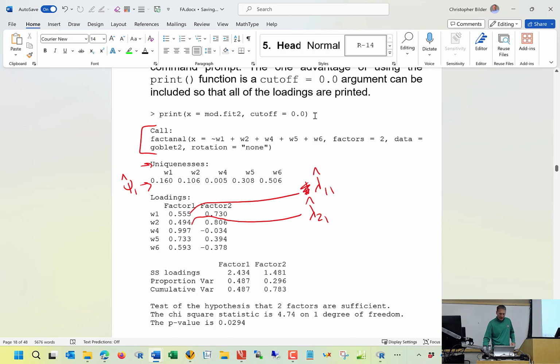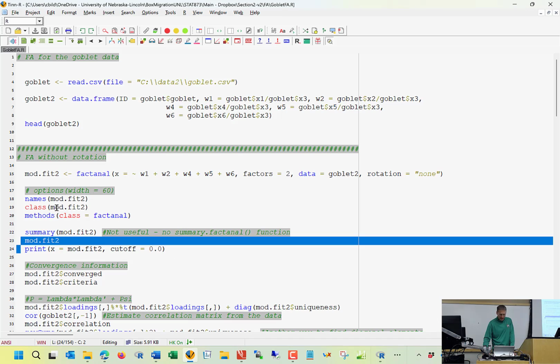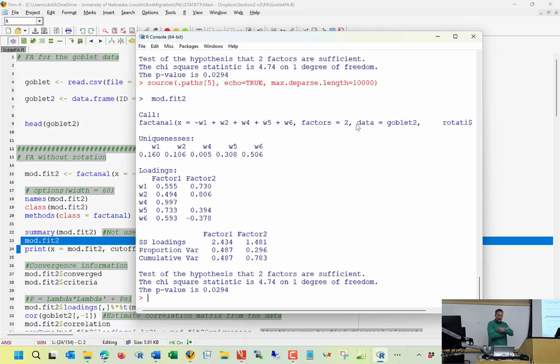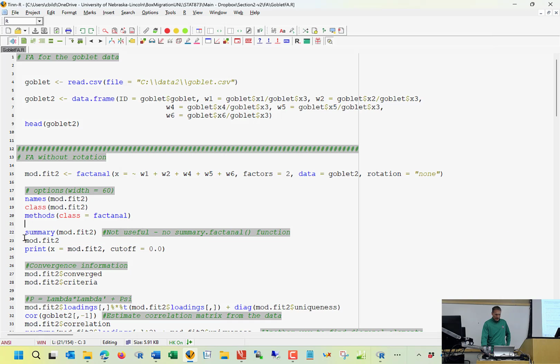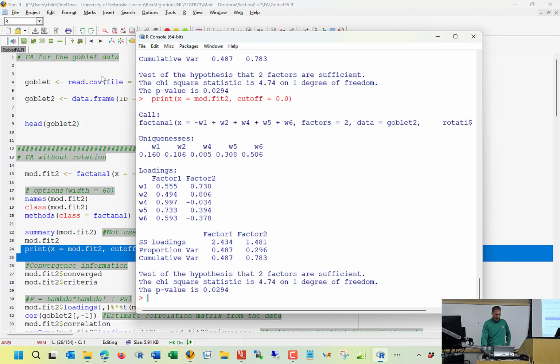I did skip over something, I apologize. Come back here. So if I just said mod.fit2 here, this is what I get, which looks very similar to what we just saw. There's one difference. Notice there's nothing there, but, and this was actually what was displayed in the notes, I do have something there. Okay.